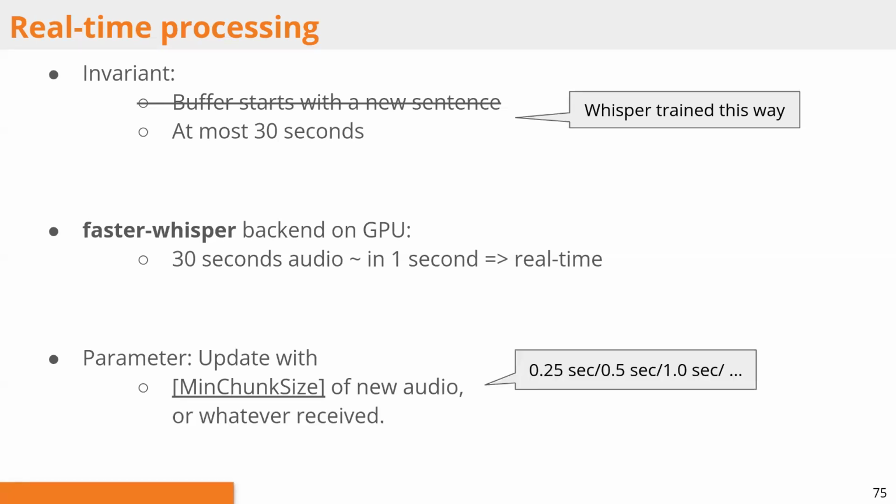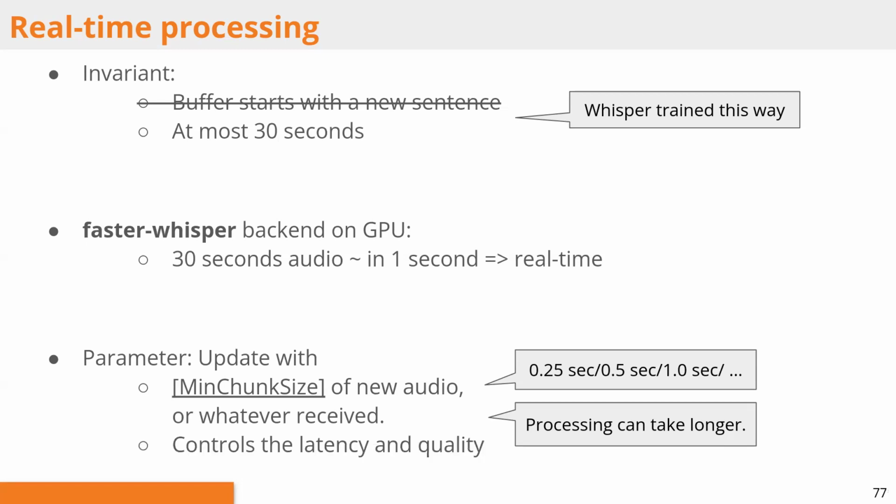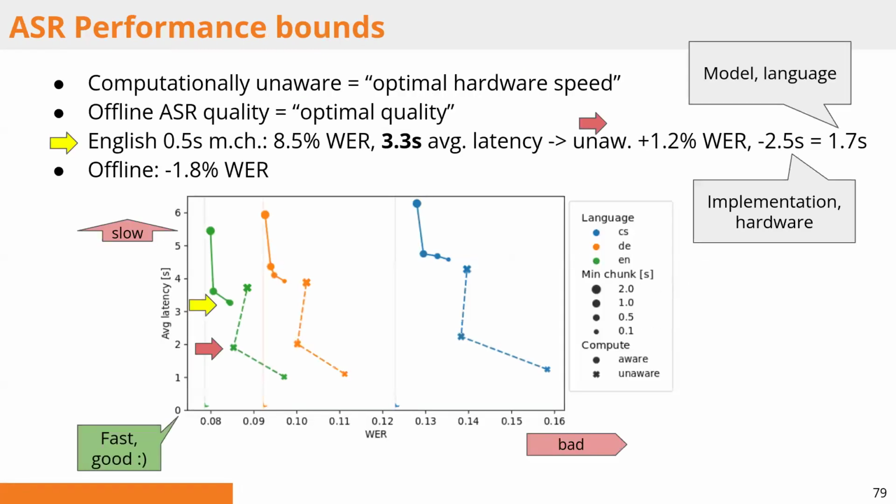And there's a parameter which says how long the new part of audio is that we're processing. It's either a quarter second, half second, or 1 second. In my current demo, it's 1 second, or whatever is received, because when the processing loop takes longer, then we process the part that was received from the previous iteration.